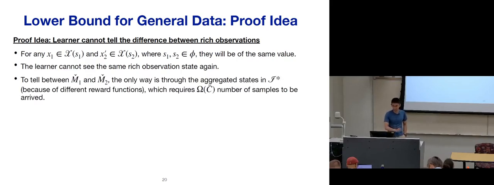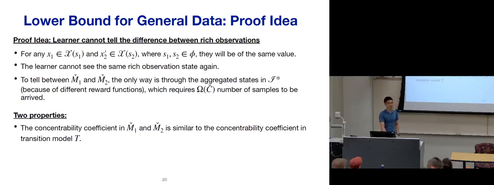But we remember that among the construction, we also have some aggregated states within this I star where the values or the rewards between this M1 and M2 are different. So if we arrive at those states, then they'll make a difference between this M1 and M2. But we can also show these states are very hard to reach, or can only be reached within this omega of C bar number of samples. So that's why there's an existent lower bound. This is why this appears to be a lower bound.